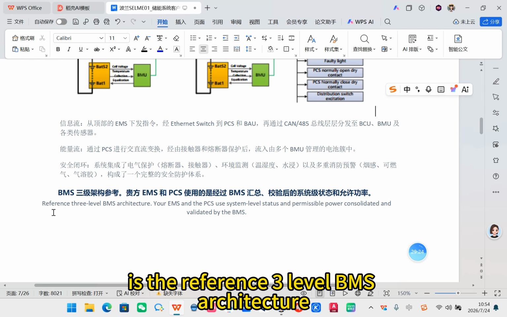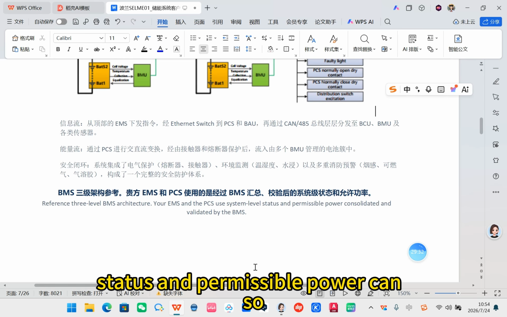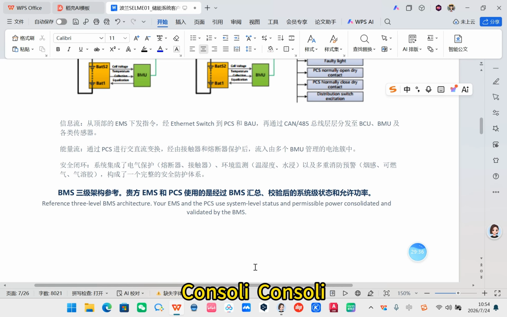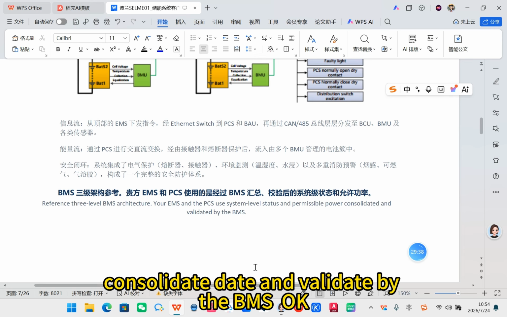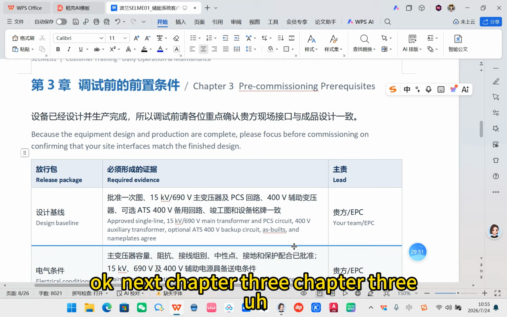It's the reference 3-level BMS architecture. Your EMS and the PCS use the system level status and permissible power, consolidated and validated by the BMS. Okay, next, Chapter 3.